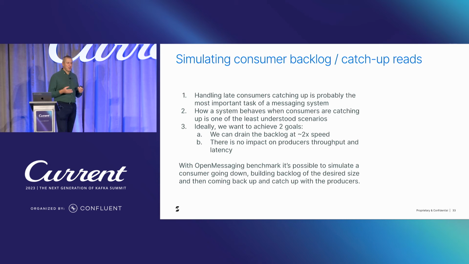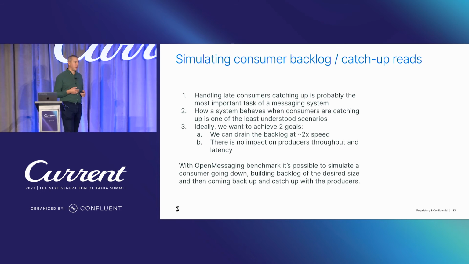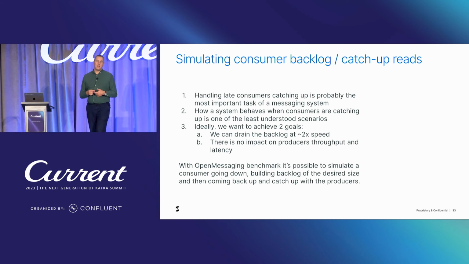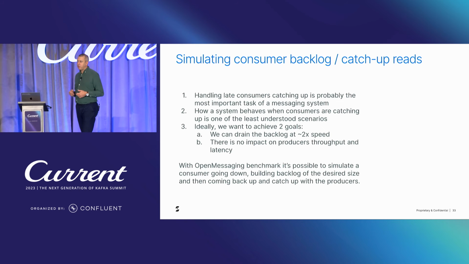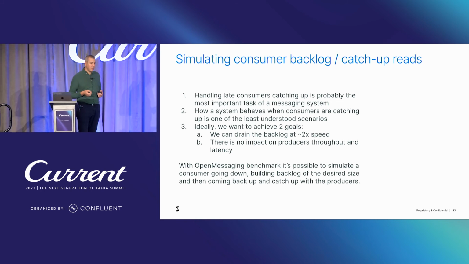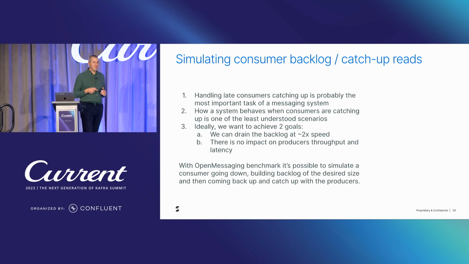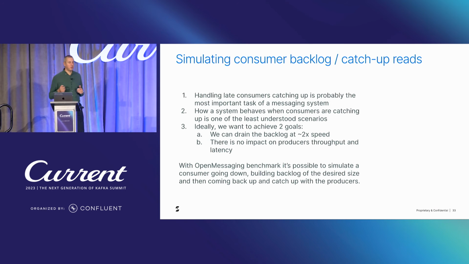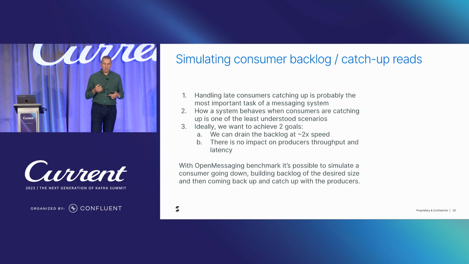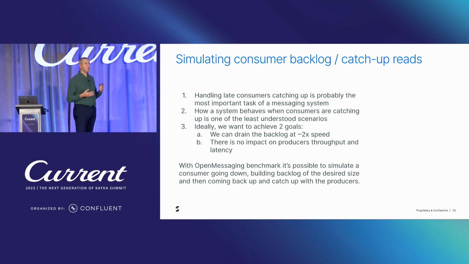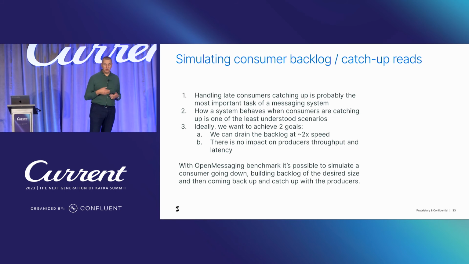All this is to say that it's important to simulate this consumer backlog catch-up read scenario. In any use case, I would recommend people test this out because that's part of the sizing of the system. Honestly, handling a late consumer catching up is one of the most important tasks of a messaging system, and it's in general one of the least understood. People tend to think that I can put messages in the queue and I will always be able to read them out. Ideally, the goal is that you want to be able to drain the backlog at twice the speed, and at the same time you don't want to impact the writes. There should be no impact on the producer throughput, and no impact on the producer latency.